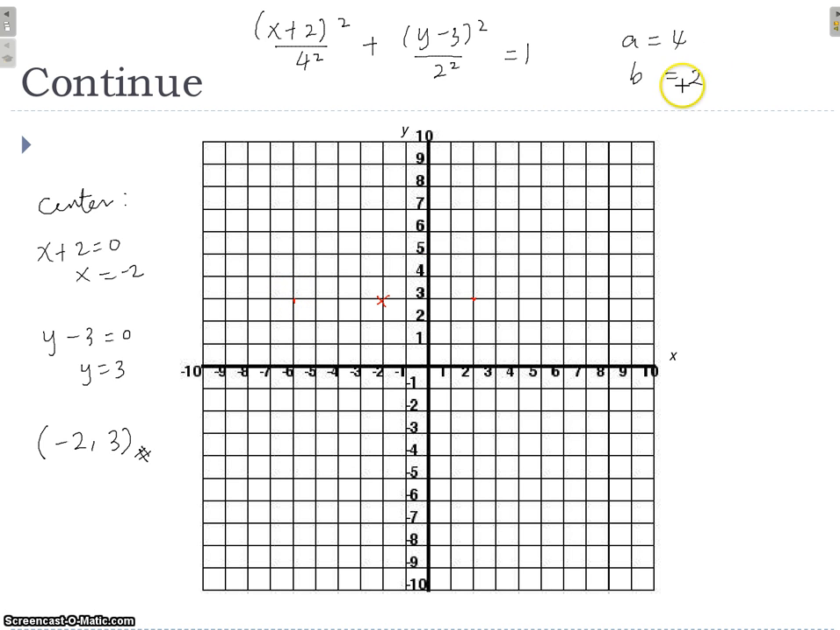And then 2 units above and below the center. So 2 units above, 2 units below the center. So we roughly draw the shape of the ellipse. This is just a demo, so you can draw it more nicely. So you have this ellipse equation with center negative 2, 3, with the horizontal length 4 units left and right, and 2 units up and down.